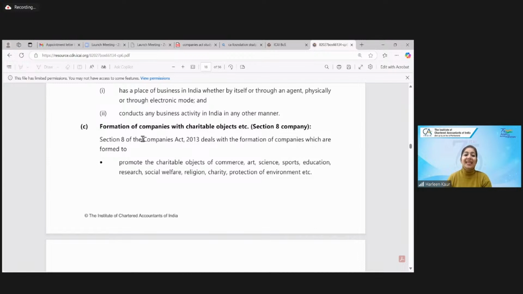Okay, beta. Now let us understand Section 8 companies. Section 8 companies, children, earlier there used to be Section 25 companies, NPOs, non-profit organizations. Similarly, Section 8 companies, now they have given the name of Section 8 companies. They are formed with the charitable objective. Charitable objective means they don't have the motive of earning profits. They are working for the charity kind of purposes.